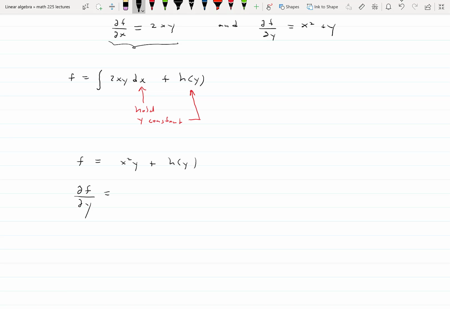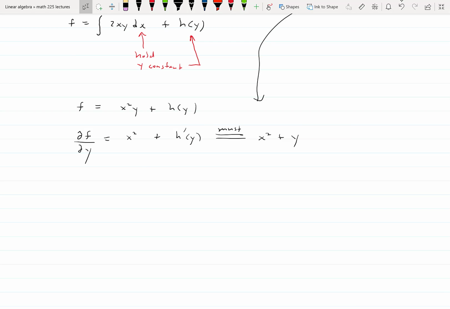Okay, so what's the derivative of x squared y with respect to y? What's the derivative of y with respect to y? It's just 1. What's the derivative of h of y with respect to y? It's just an ordinary derivative, h prime of y. What must that be equal to? It must equal the thing that I haven't used yet. It must equal the partial derivative of f with respect to y provided by the second equation.